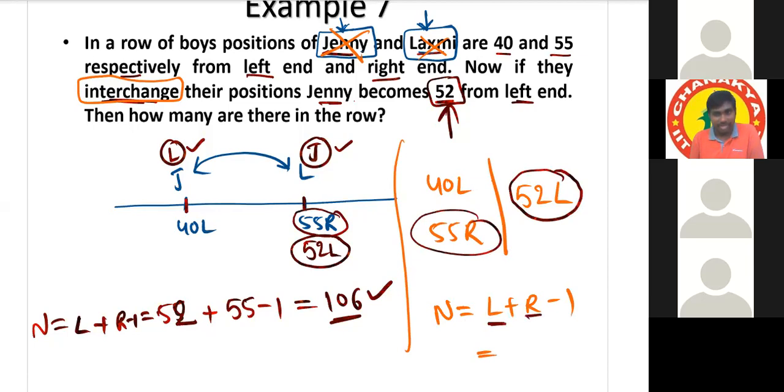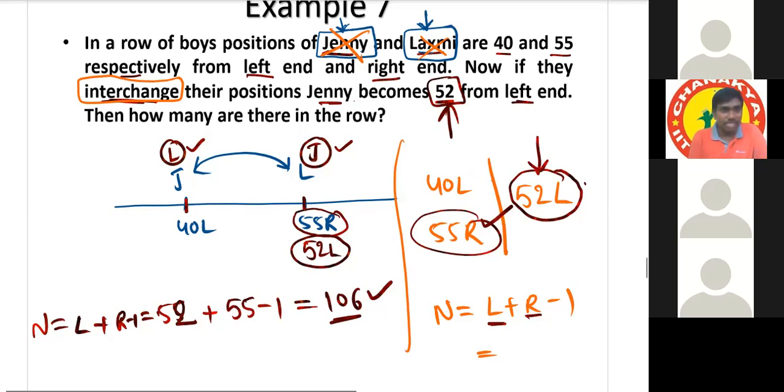Got it? Sir, I didn't understand. So what do we have to consider? After interchanging, if left is given, from the previous information take right. After interchanging, if right is given, from the previous information take left. So we have to do 55 plus 52 minus 1. Okay, sir, understood.